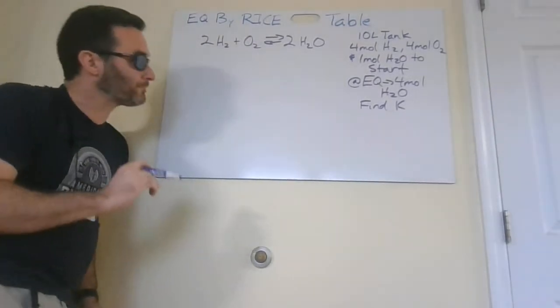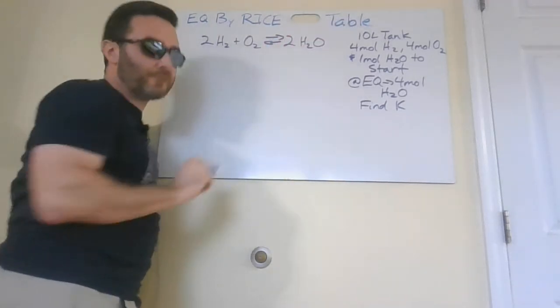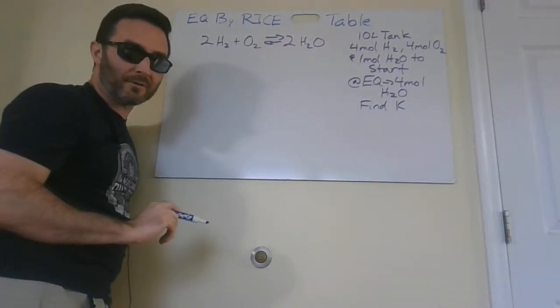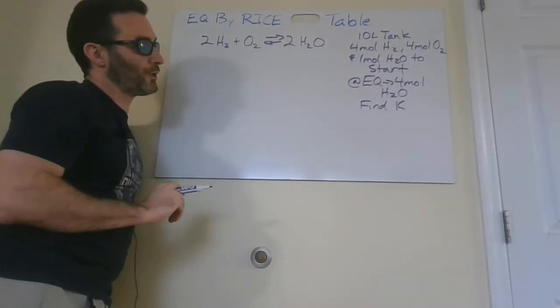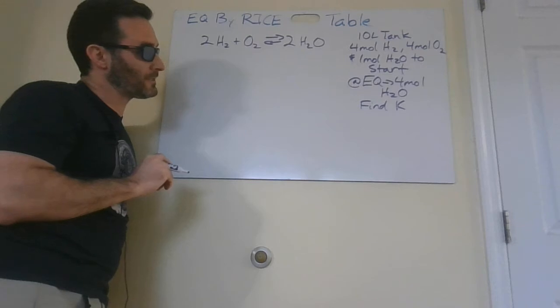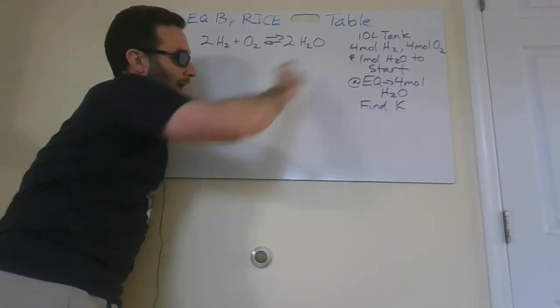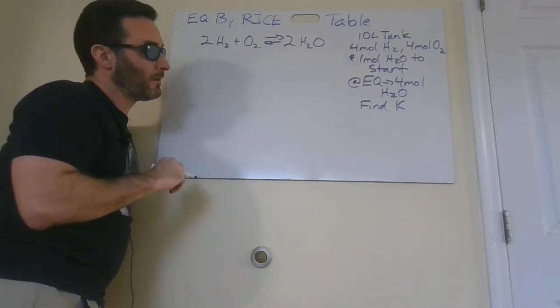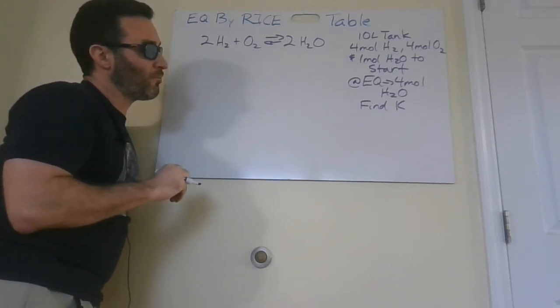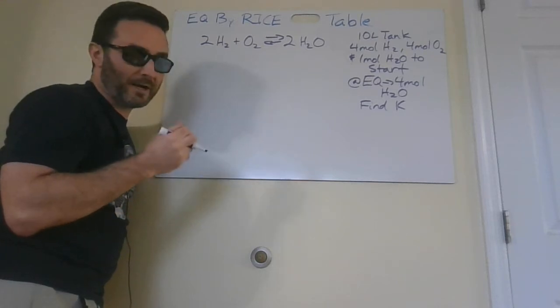The last one, another wrinkle. 10-liter tank, so we're going to have to find molarity before we find K. 4 moles of hydrogen gas, 4 moles of oxygen gas, and 1 mole of water. And this is in the gas form, not the liquid form, so it falls into the equation. Start. And when you hit equilibrium, you've got 4 moles of H2O, find K.